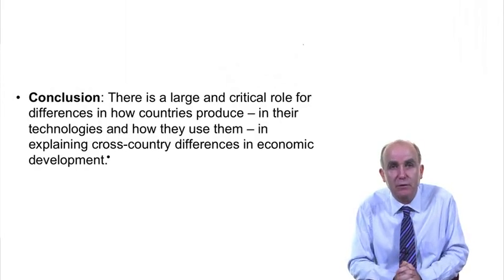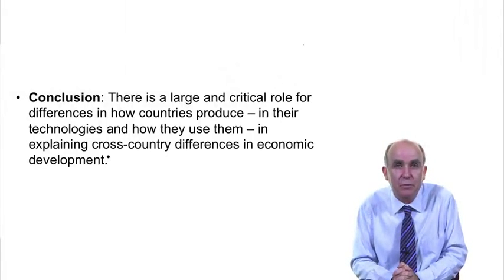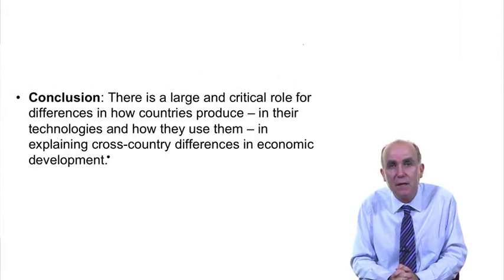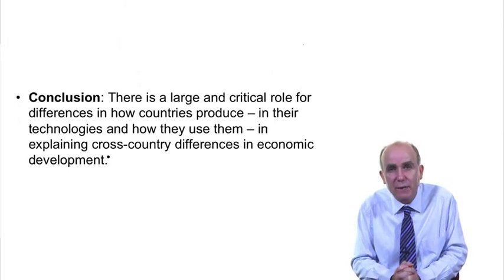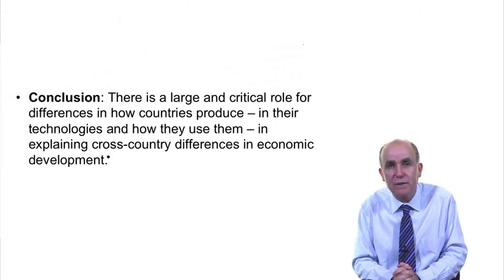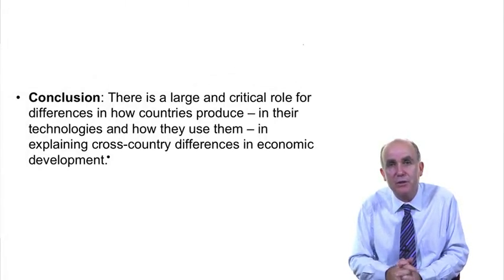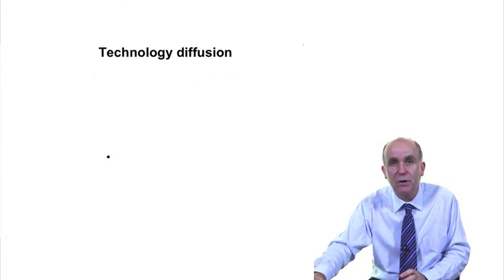And so here I've just given a conclusion that I think comes from this review of the evidence: that there's a large and critical role for differences in how countries produce, in their technologies and how they use them, in explaining cross-country differences in economic development. So in the rest of this part of the lecture, I just want to pursue this theme of technology diffusion a little bit further.